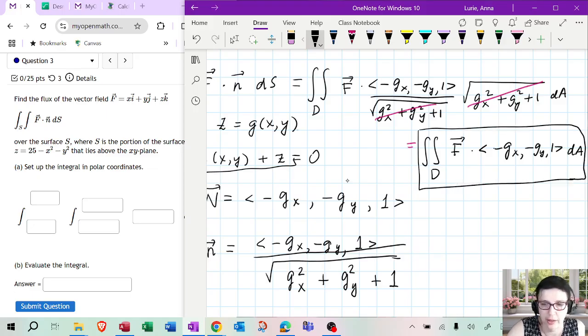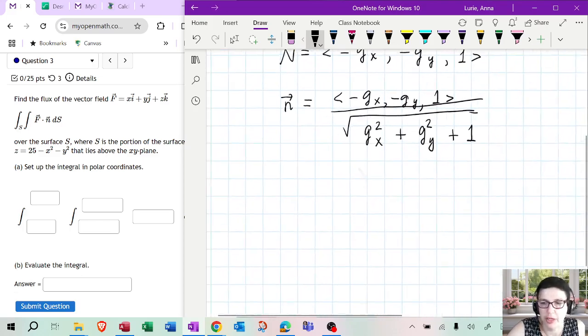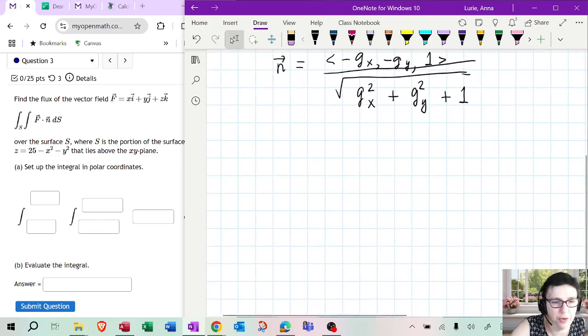This is why the formula. Okay, so I didn't want to just give you the formula for the flux without explaining where it comes from. Anyway, let's now turn to the actual question.